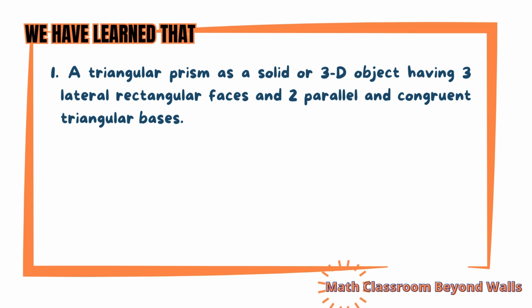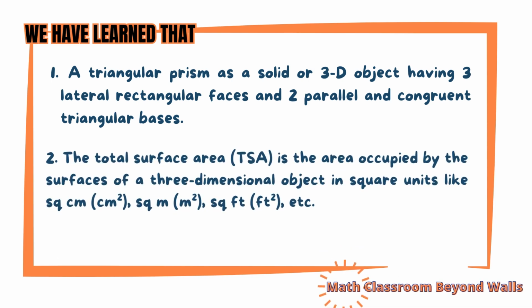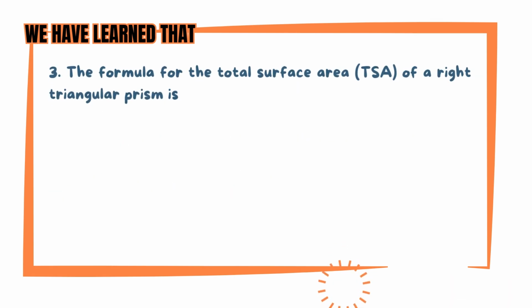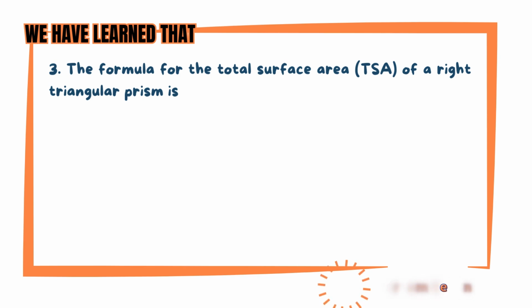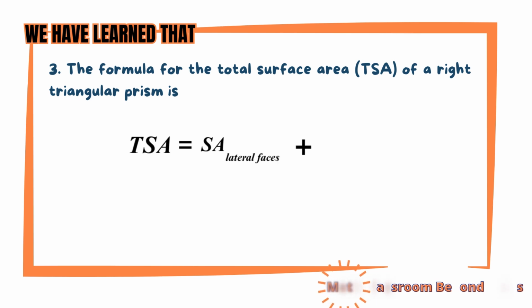Second, the total surface area, or TSA in short, is the area occupied by the surfaces of a 3-dimensional object in square units, like square centimeters, square meters, square feet, etc. Third, the formula for the total surface area of a right triangular prism is the sum of the surface area of the lateral faces and the surface area of the bases.